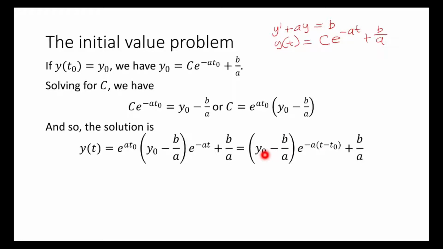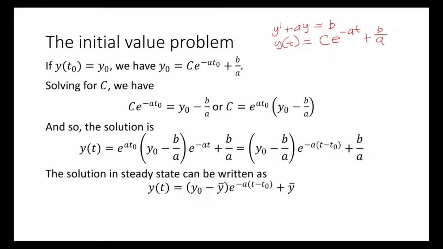Or we can do some manipulation here. We collect e to the power of a t0 and e to the power of minus at, and we will get this, right? But remember, b over a is just the steady state value, so we can rewrite this in terms of the steady state value. So this is the solution when we have an initial value. But of course, you don't have to memorize this. We can find the constant by just substituting.